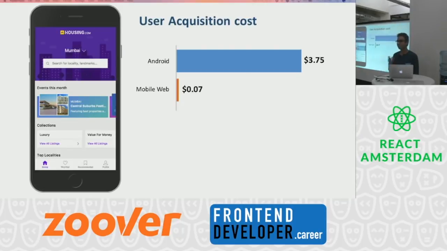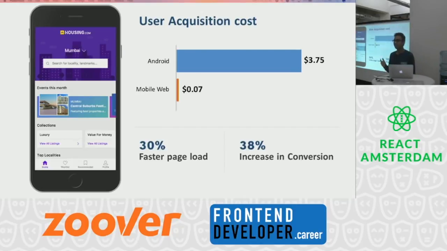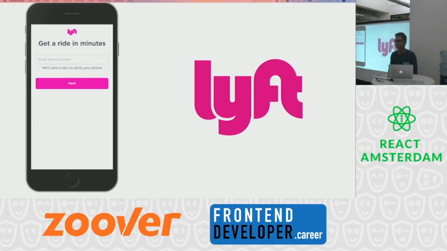This is basically from the Google Web Summit, where they recently gave a talk. These are the information from them. So you can actually talk to your marketing team about this and really implement PWA in your company. Not just this, but they also had other improvements like a 30% improvement in page load, from their previous mobile web to the PWA, and a 38% increase in conversion. And there's another company called Lyft.